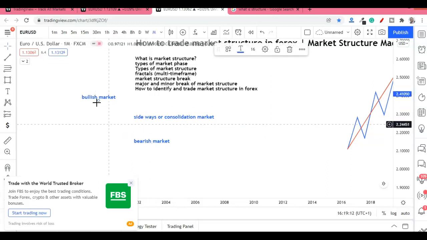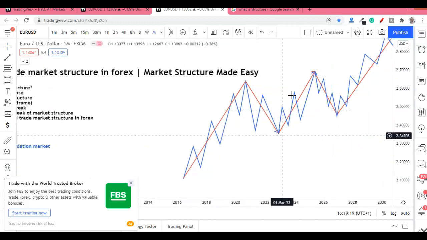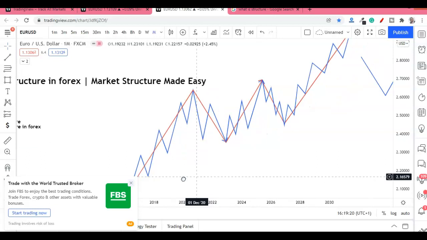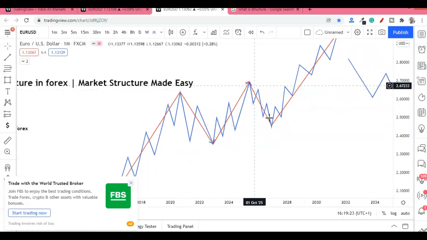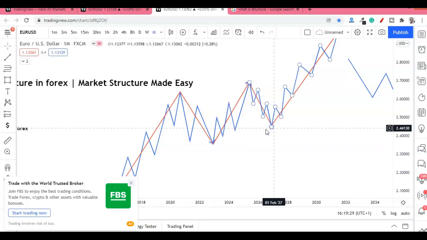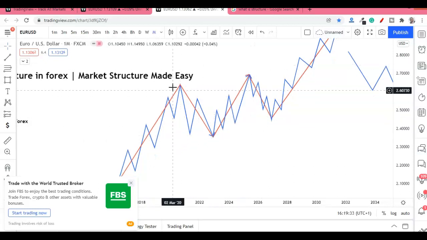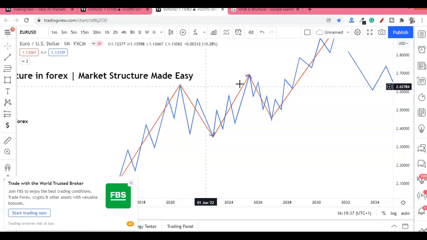The bullish market is a situation whereby the market makes a series of what? Higher high, higher low, higher high, higher low. This, for example, is an example of a bullish market. Higher high, higher low, higher high, higher low, higher high, higher low. What is considered a higher high is simply price breaking or closing above the previous high. When it closes above the previous high, we have ourselves a higher high.